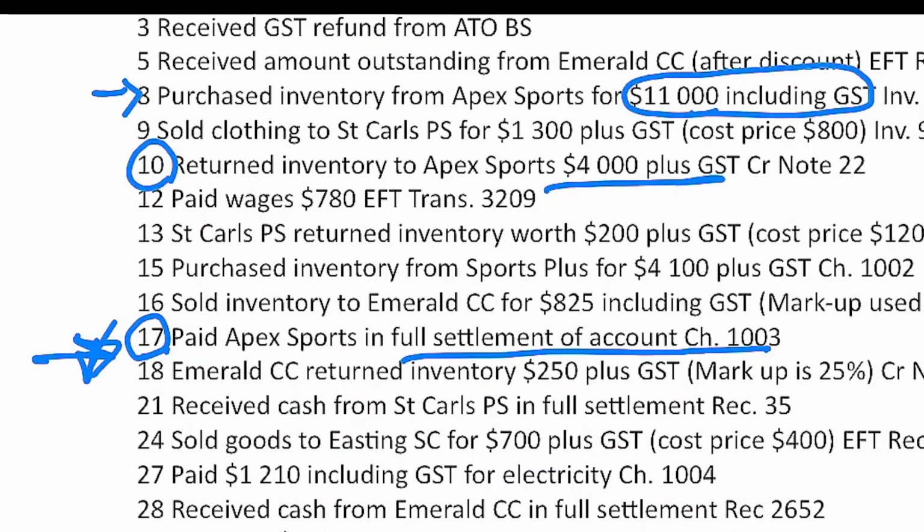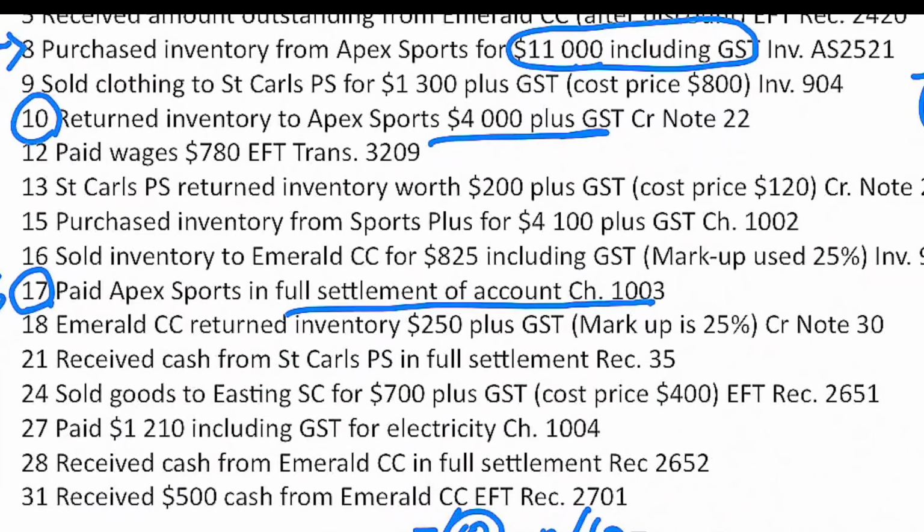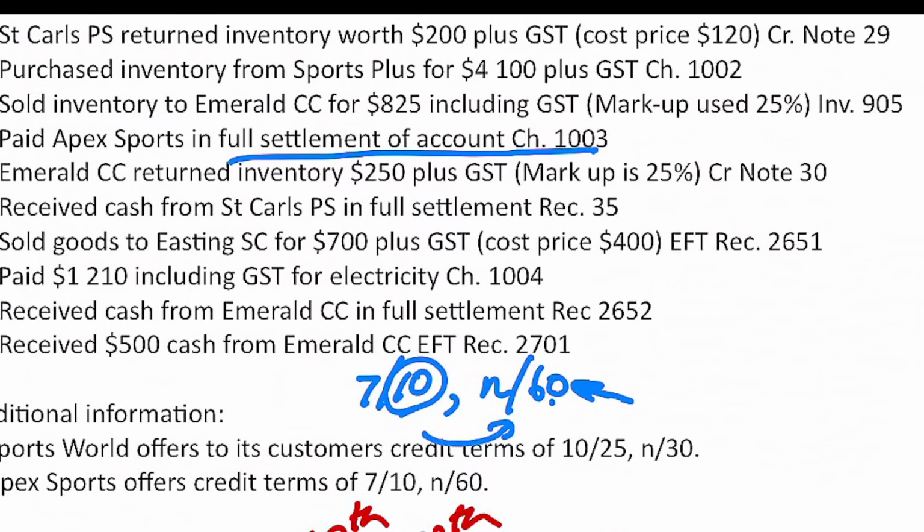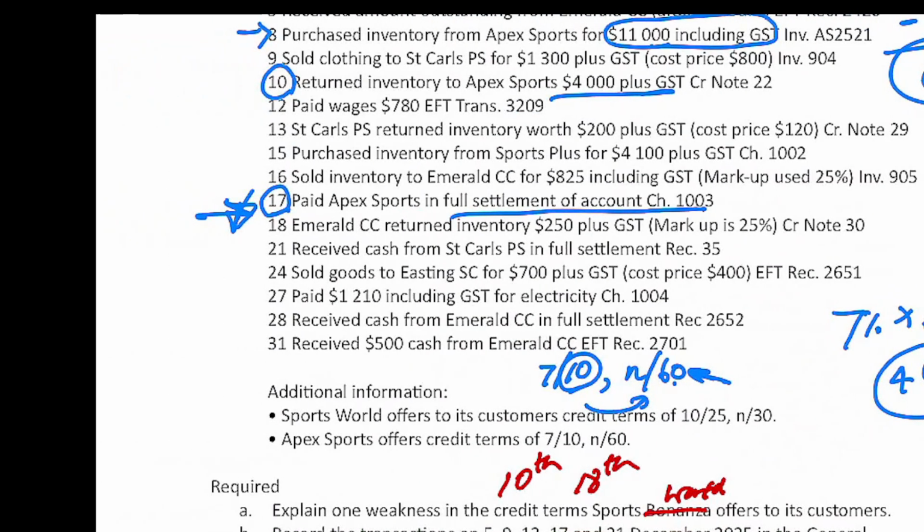So then, what are we doing? How much discount are we calculating? 7%. 7% on 6,600. How much is it? $462. Right. Then we'll record.